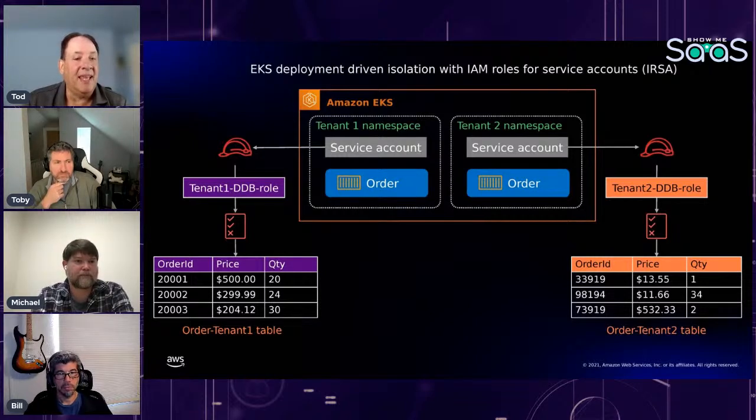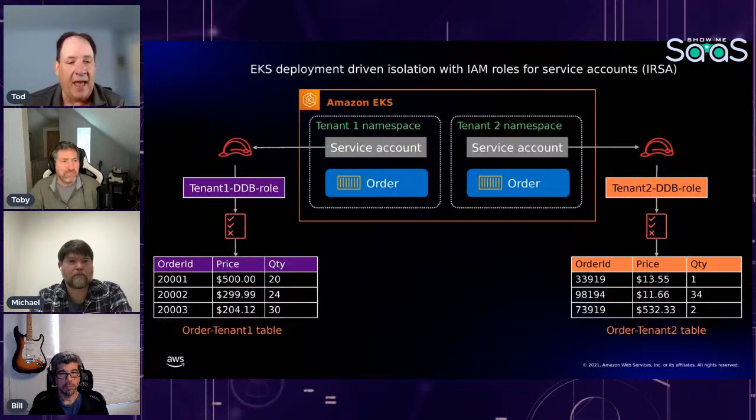But like in EKS here, this is called IRSA, right? Where you can attach to a service account. And this service account just happens to be an EKS construct here. I can attach a policy to it, and that policy will essentially control the scope of access for that particular microservice running in that namespace in this case.